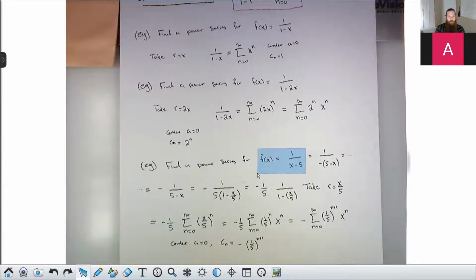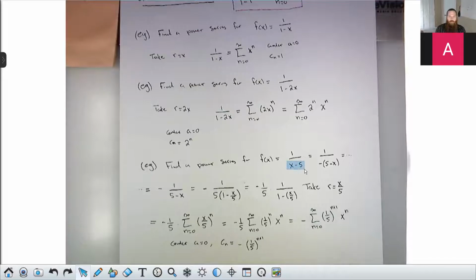In this guy, there's nothing special about 5, right? If this 5 were a 3 or a 2 or a pi, the exact same thing would have worked. 1 over x minus c would always have a power series that looks like this, just with a c there instead of a 5.